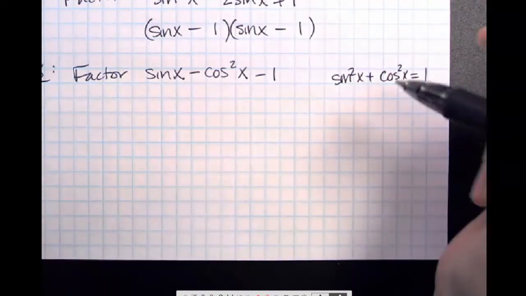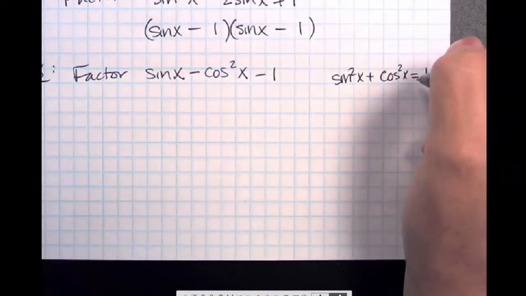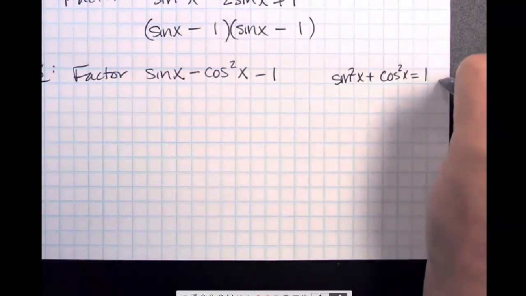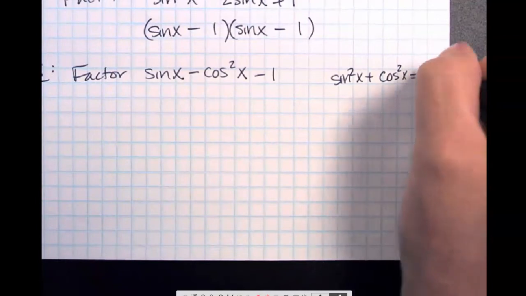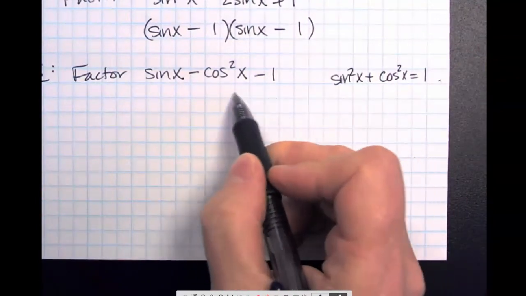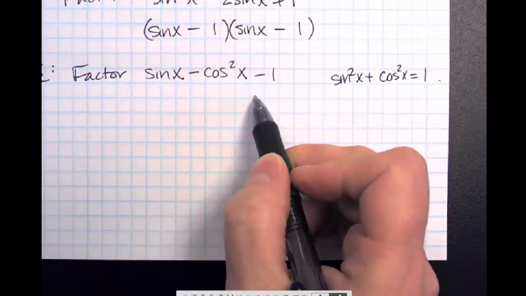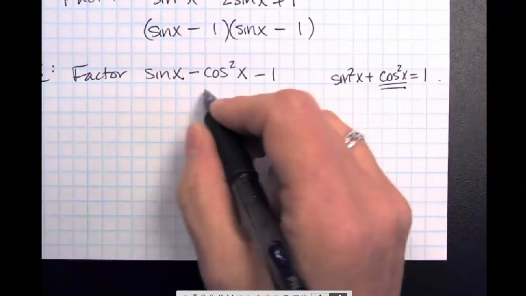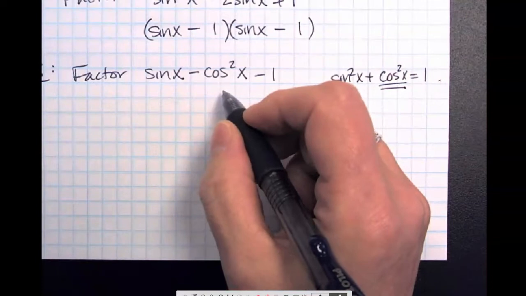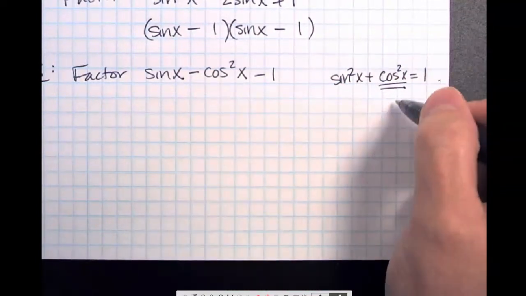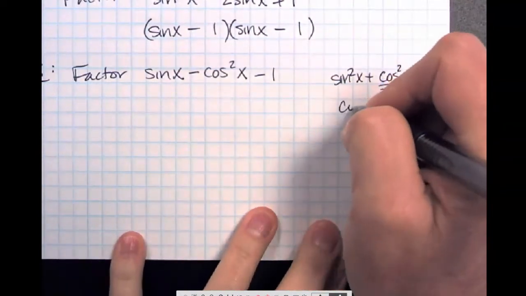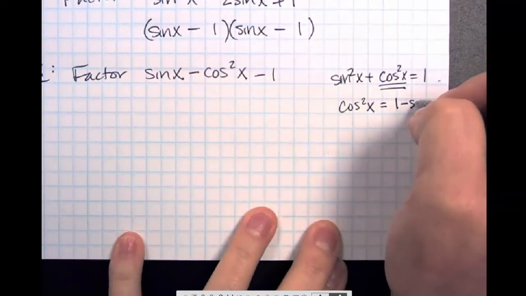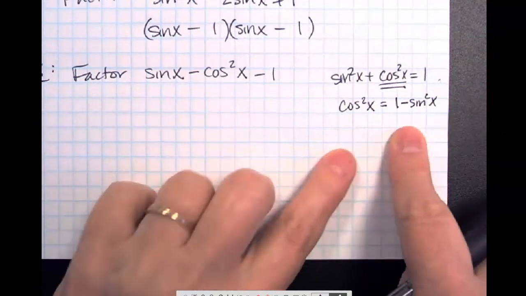Okay, so what if I did this? What if I subtracted cosine squared from both sides? Then I would have 1 minus cosine squared, but that's not exactly what I have, is it? But what if I solved it for cosine squared and then subbed it in? That's what I'm going to try. If I solve this for cosine squared, I would have cosine squared equals 1 minus sine squared. Is everybody okay with that?